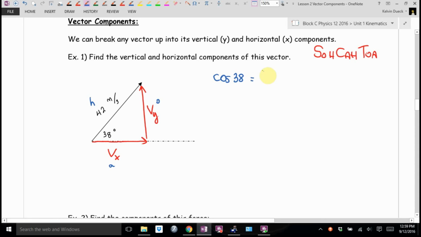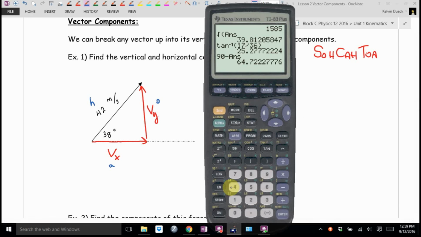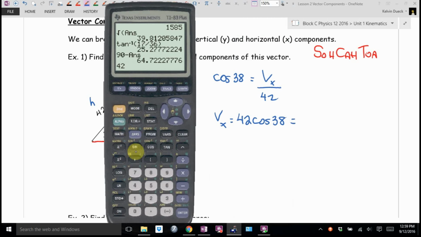Equals Vx over 42. How would I get the Vx by itself, my friend? The 42 is dividing the Vx. How could I move it over? I agree. So if I hear you correctly, I think I do, you're telling me that the horizontal component is going to be 42 times the cosine of 38. 42 times the cosine of 38. 33.1?